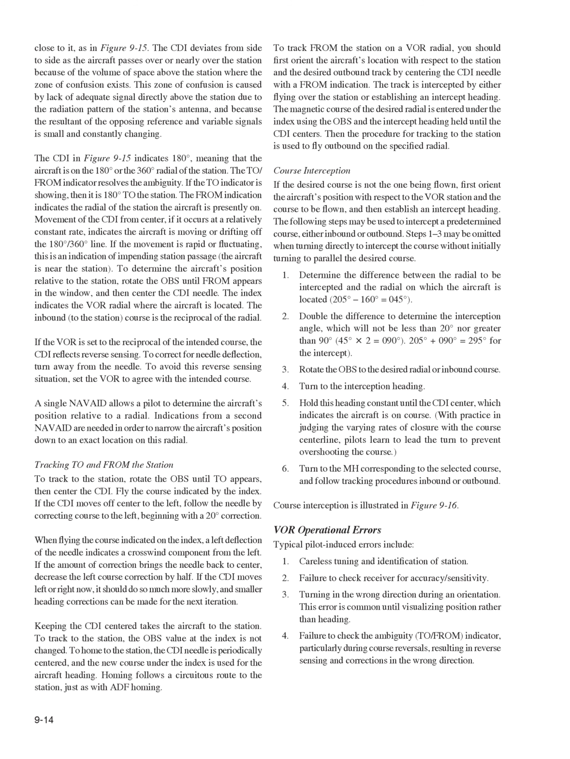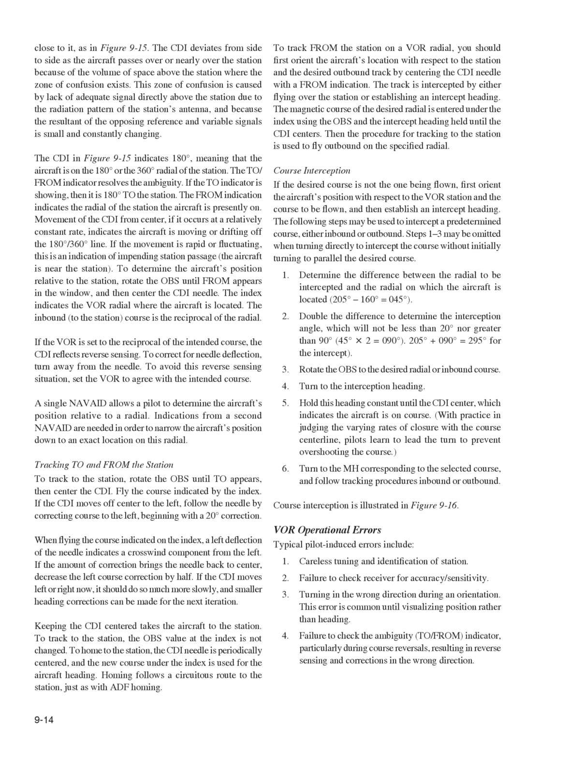To determine the aircraft's position relative to the station, rotate the OBS until FROM appears in the window, and then center the CDI needle. The index indicates the VOR radial where the aircraft is located. The inbound, to the station, course is the reciprocal of the radial. If the VOR is set to the reciprocal of the intended course, the CDI reflects reverse sensing. To correct for needle deflection, turn away from the needle. To avoid this reverse sensing situation, set the VOR to agree with the intended course.